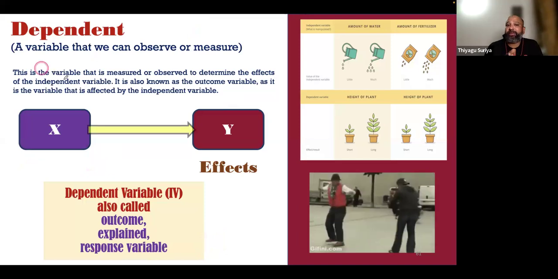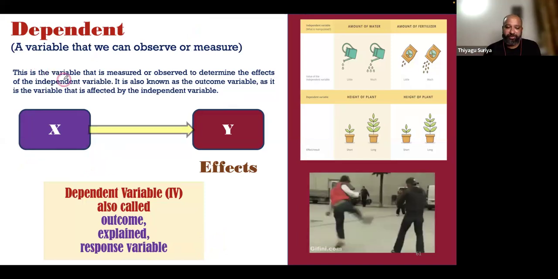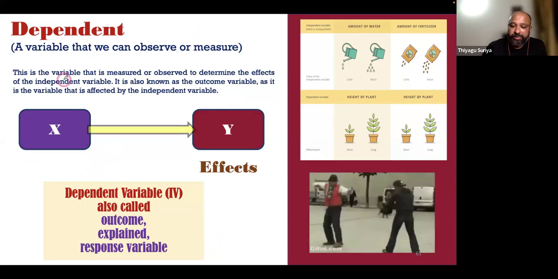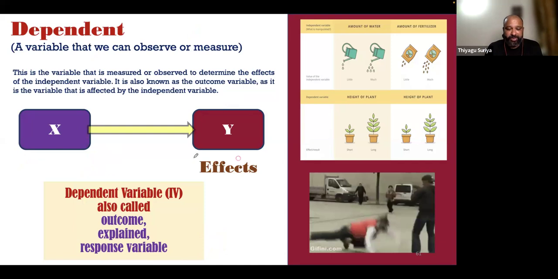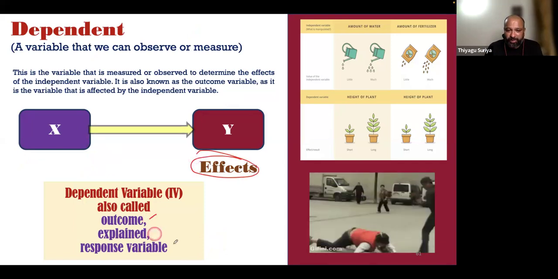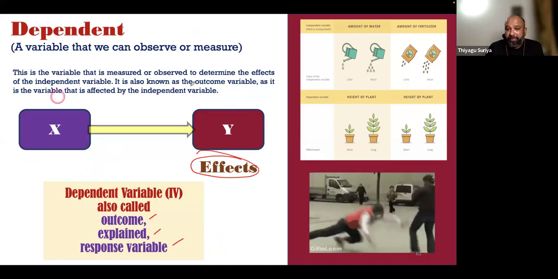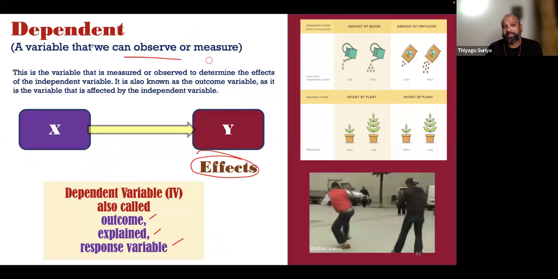The dependent variable is the variable that can be observed or measured. In this case, it is the effect variable. The dependent variable is also called the outcome variable, explained variable, or response variable. The variable which you are measuring, which you are observing, is called the dependent variable.